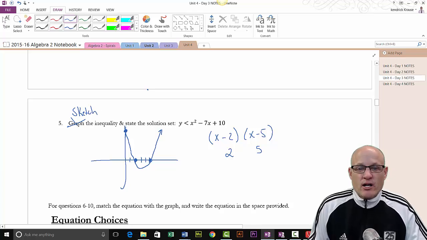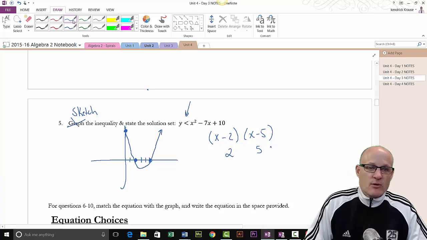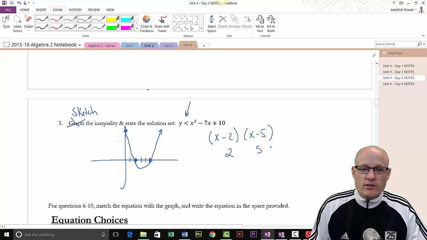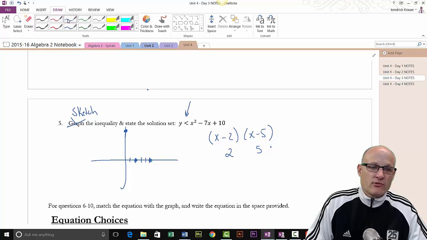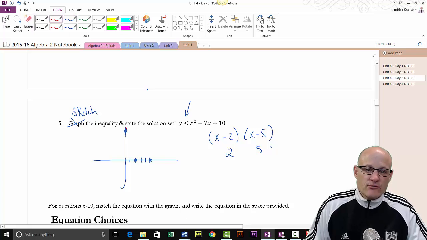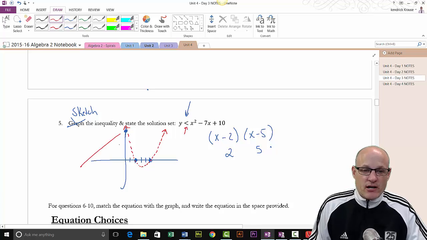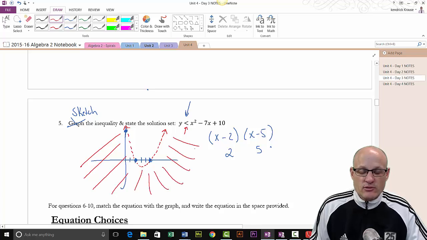So the question says, where are the y values less than this? Well, if I want to shade, then what I'm going to do is, oh, by the way, I just screwed up. Let me get rid of that. Does anybody know what I just screwed up on? I should have drawn a dotted line because it is not equal to. It does not have this equal to part right here. And less than means we're going to shade down.